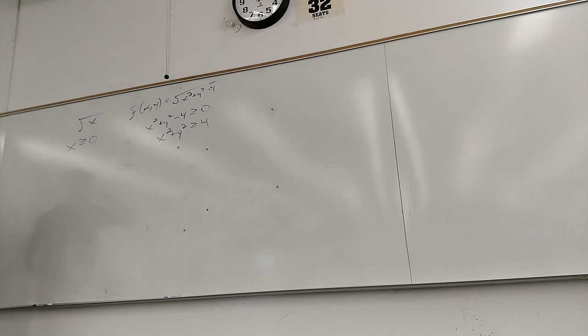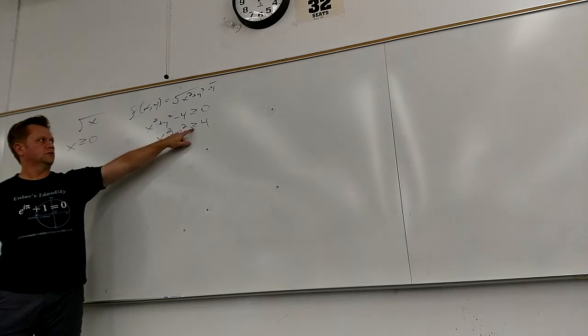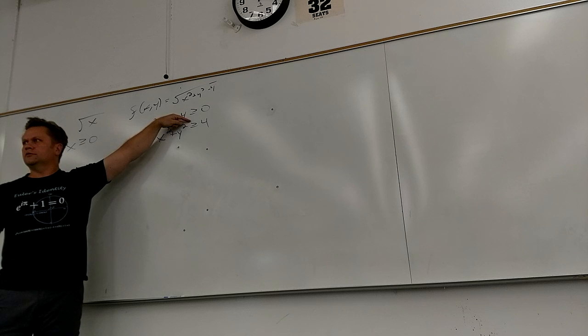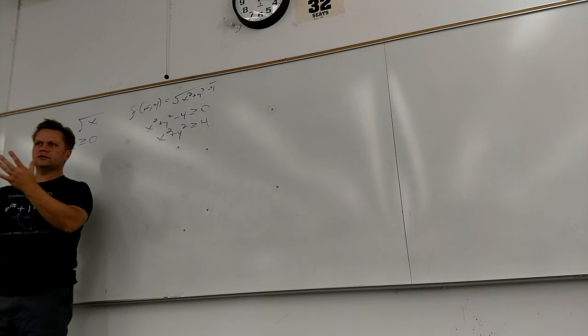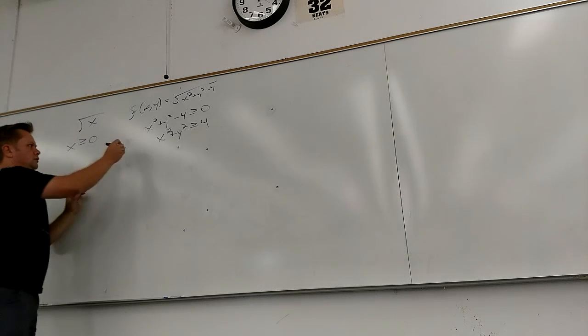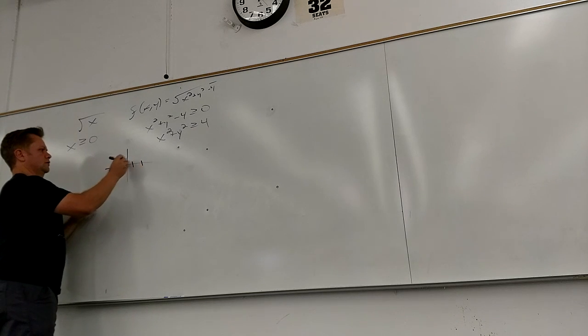Do you guys see that? So it's all the points that lie on or outside the circle of radius 2 centered at the origin. So if you want to say it in words, that's what you have to do. If you want to sketch it?